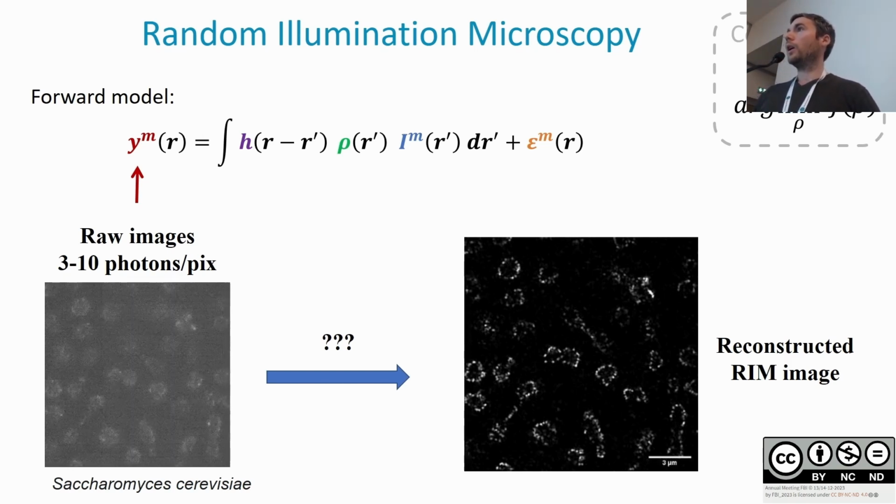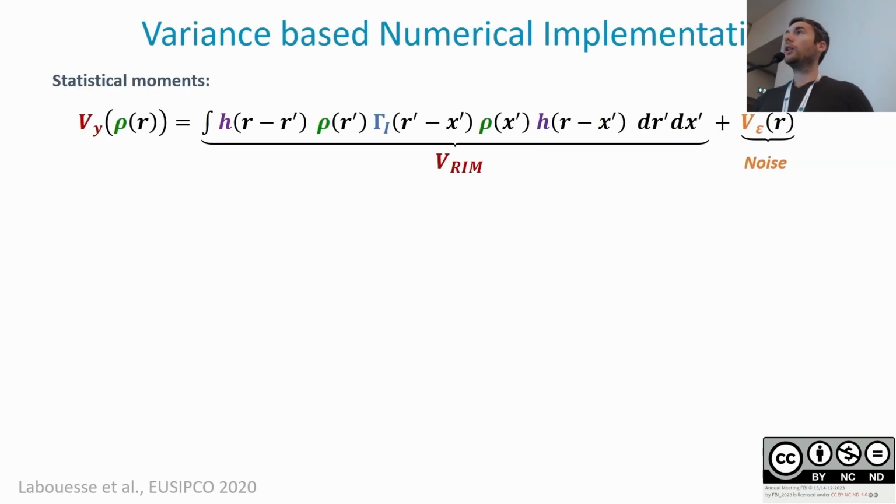Okay, so we are using the fluctuation of the signal, and this can be encoded in a value called the variance. So for each pixel, you can calculate a variance image, and you can predict what this variance should be. You have an equation that tells you what the variance of your signal should be if you plug in the value h, the PSF, your sample, and this famous gamma of I that I was mentioning before.